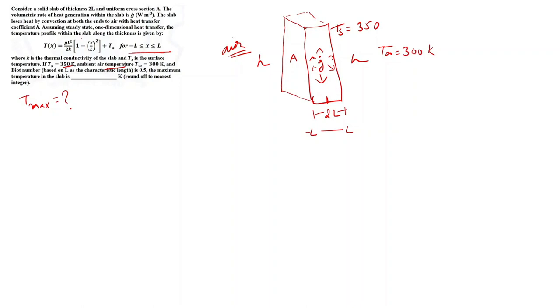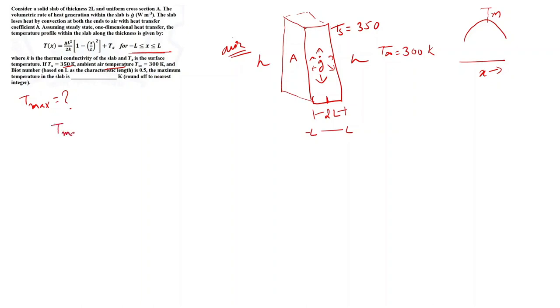Also from this equation, the temperature is a function of 1 minus x square, so this is the equation of a parabola. So if this is my x, then the temperature profile within the slab will vary in a parabolic form, and this will be my T max. You can also find the location of the maximum temperature by differentiating this equation and equating it to 0. So let's just check that.